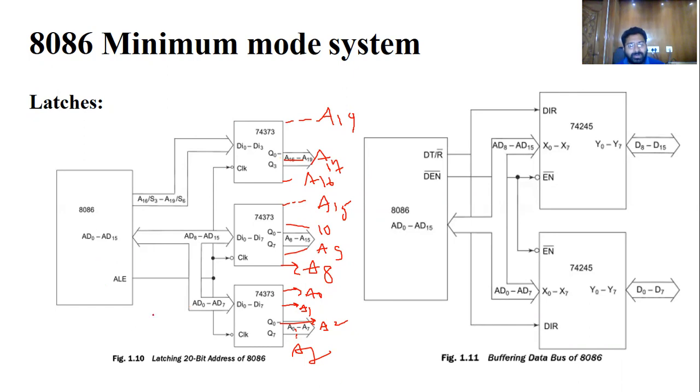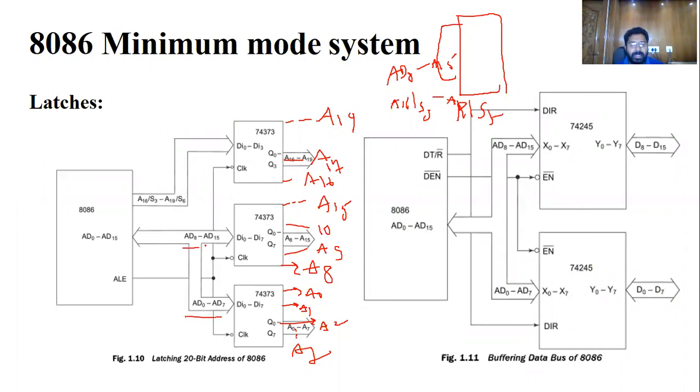So we will connect how these latches will be connected by these lines. You know this 8086. You remember the pin diagram of this processor. You have some pins like AD0 to AD15, then A16/S3 to A19/S6. You know these pins. You see these pins.